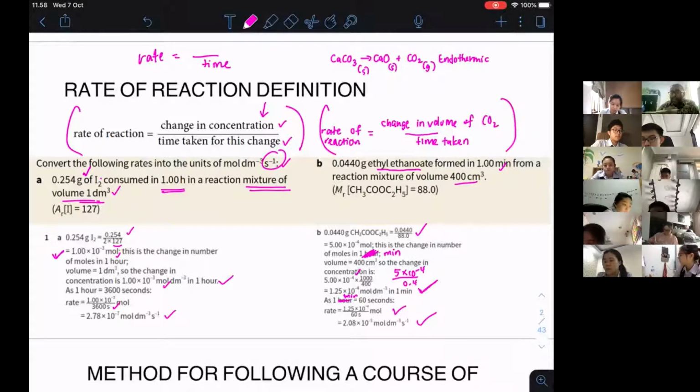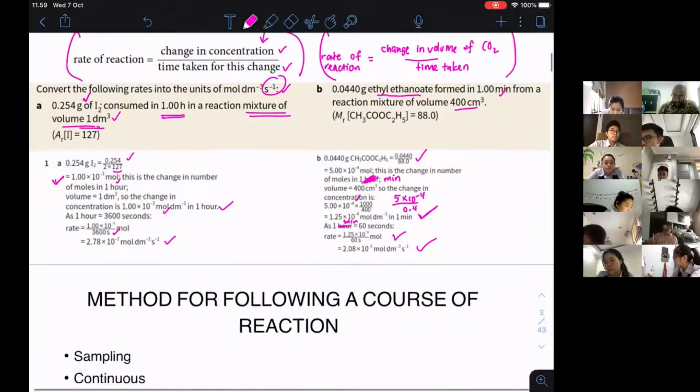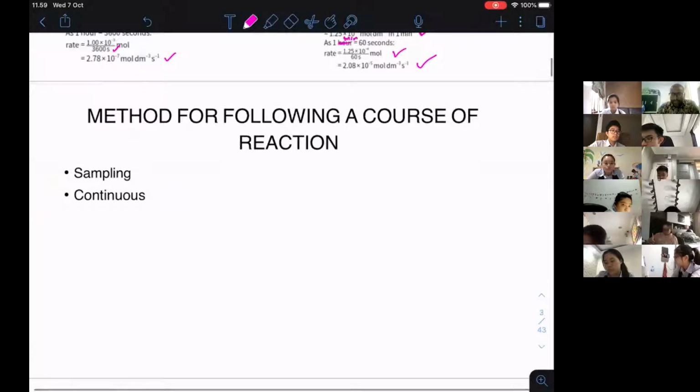That something can be concentration, it can also be mass, it can also be the volume of the gas being produced. And normally the unit of time that we are going to use is per second, so you need to change it into seconds. Now, there are some methods, given in the textbook, for following the course of a reaction.